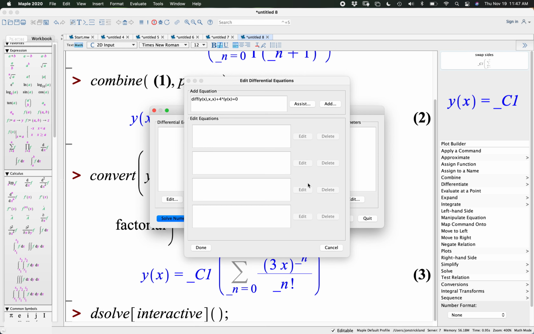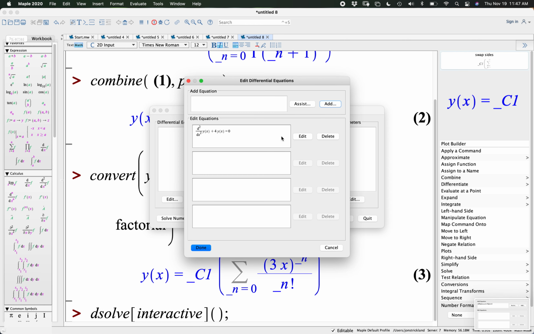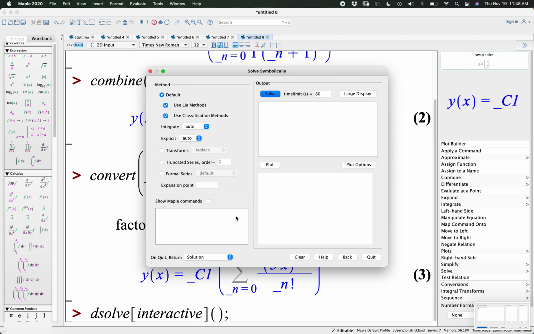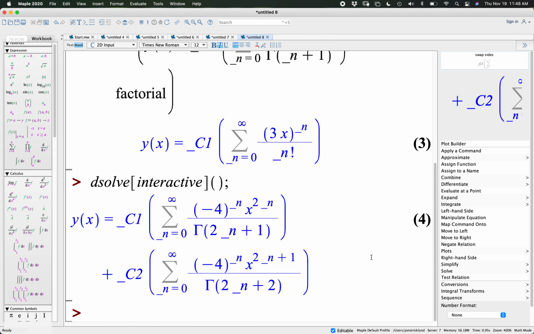So it must be quadratic. 4 times y. I entered too many parentheses. So, adding. Just click on done, and then we have solving symbolically. Instead of the default method, again I'm going to go with the formal series, and then click on solve. Again, I'm going to have this particular display. And I'm just going to quit just to get those notations set up.